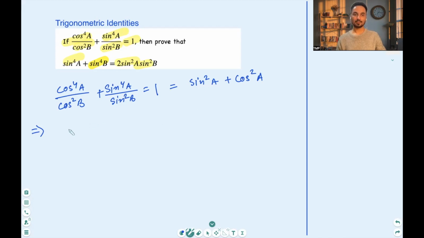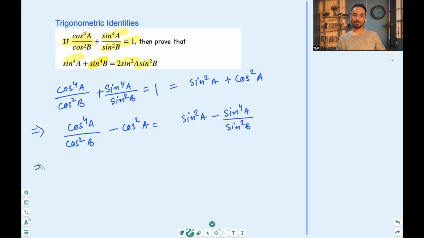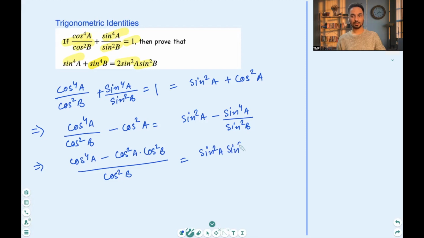So we will get cos to the power 4a over cos square b minus cos square a equals sine square a minus sine to the power 4a over sine square b. And now we can take LCM on both sides. So we'll get cos to the power 4a minus cos square a times cos square b over cos square b equals sine square a times sine square b minus sine to the power 4a over sine square b.